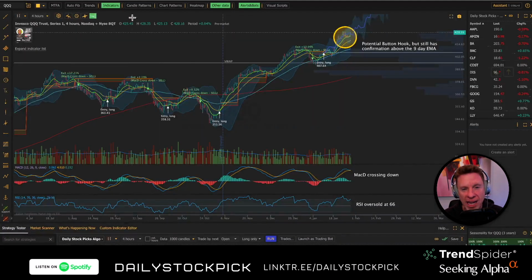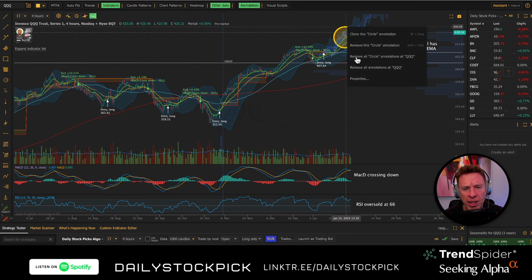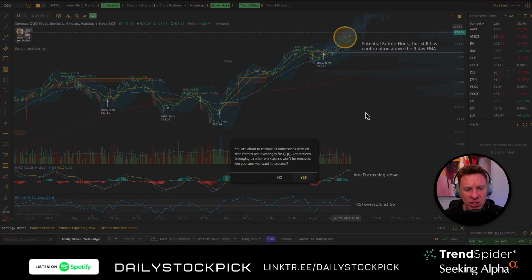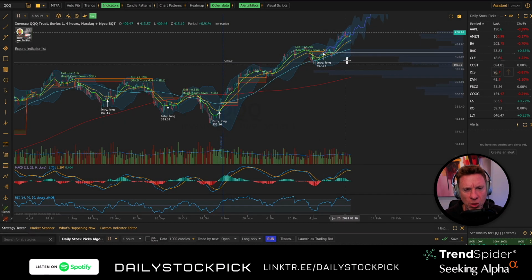If you take a look at the Qs, I'm going to remove this circle, this highlight. We'll remove all the annotations because I'll put new ones in today. You can see in the afternoon, we bumped up. The move was 0.64% in the Qs. It's kind of the same thing in the S&P and then the Dow. They moved pretty significantly, both of them. You moved in the morning. You opened up at 424.